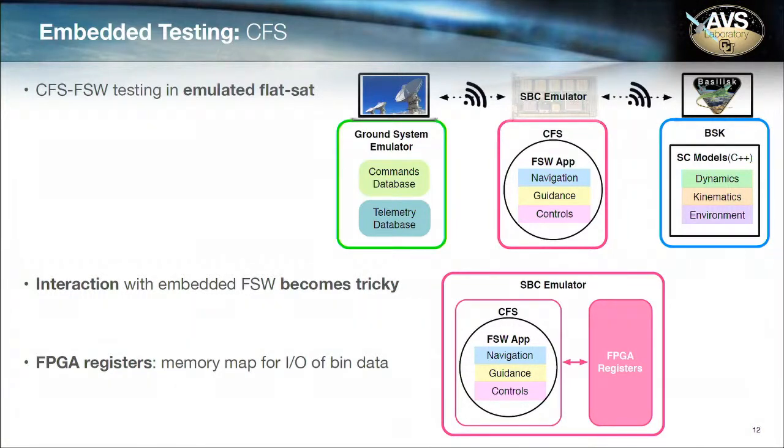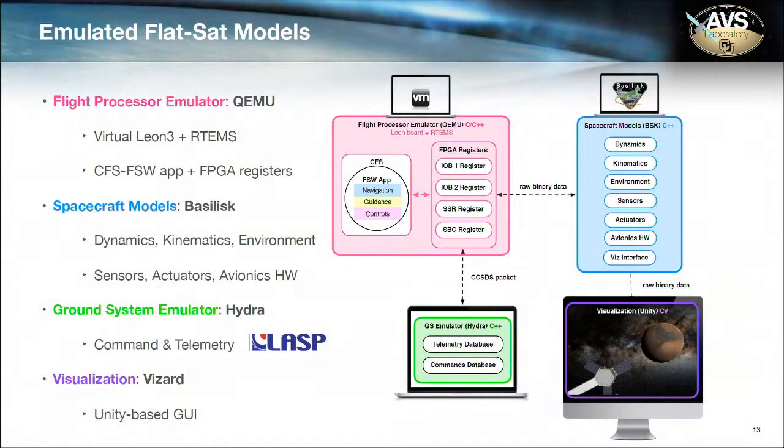Before describing further this FPGA register space, I would like to step back and talk about the specific FlatSat models that we use and the distributed communication architecture that supports this emulated FlatSat. For this spacecraft mission, the general concept of an emulated FlatSat has materialized in the configuration that is shown here. The flight processor emulator we use is the open source QEMU, and we're emulating a Leon 3 board with RTEMS running on top. Inside QEMU, there's also the CFS flight software executable, as well as the modeled FPGA registers.